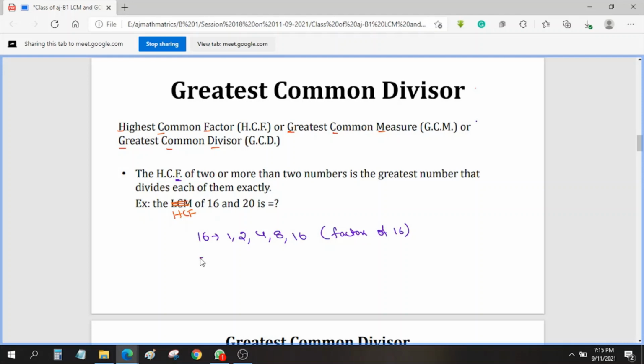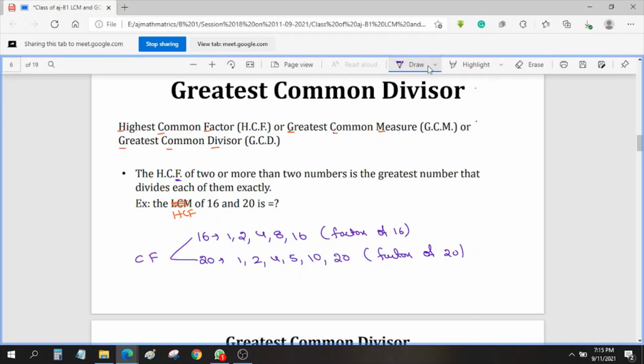Next, factors of 20. What are the factors of 20? 1 is a factor of 20, 2 is a factor of 20, 4 is a factor of 20, 5 is a factor of 20, 10 is a factor of 20, and 20 is a factor of 20. So these are all the factors of 20. First we found the factors. Next, common factors. What are the common factors we have here? So the common factors are what?